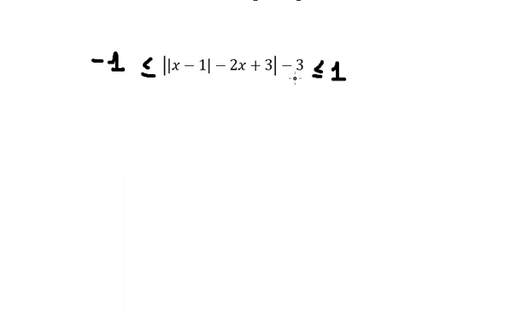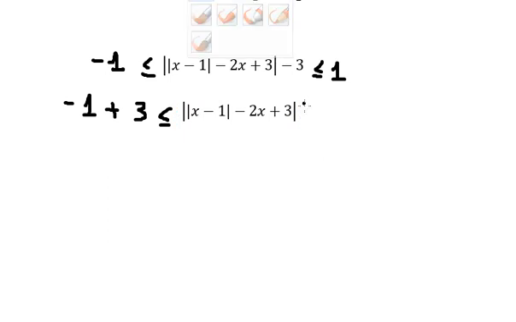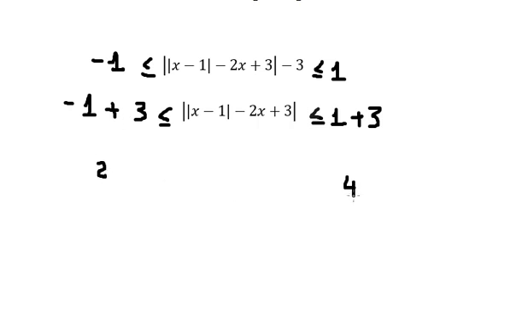Now we put negative number 3 for the left and for the right, so we have positive number 3 in here. This one we have number 2, this one we have number 4.